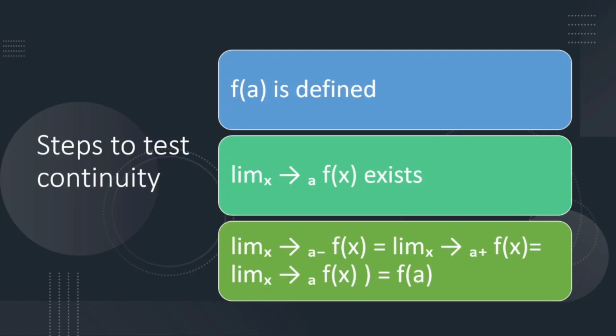Okay, three steps to test continuity. First of all, you have to define f(a). After that, the second step is to check that the limit at the point a exists. If it's true, after that we have to evaluate the right-hand limit, the left-hand limit, and the limit at the point a, and check that the values are the same. If it's true, we check that our defined f(a) is the same. And if it's true, that means that it's continuous. If it's not, it's a discontinuity.